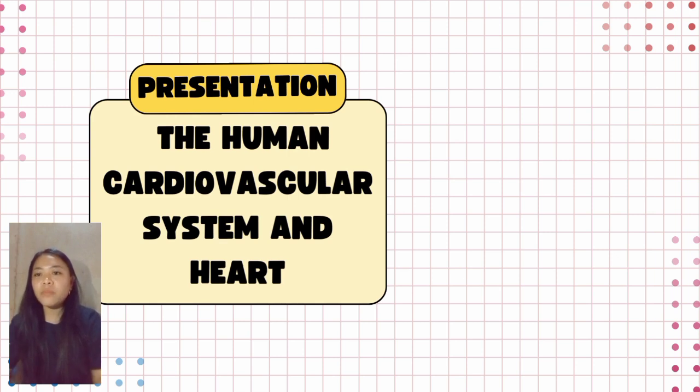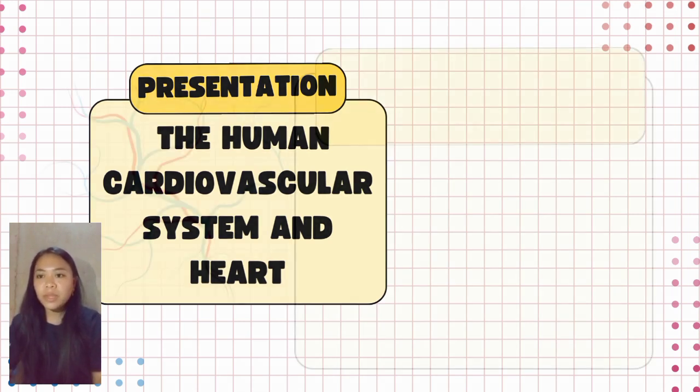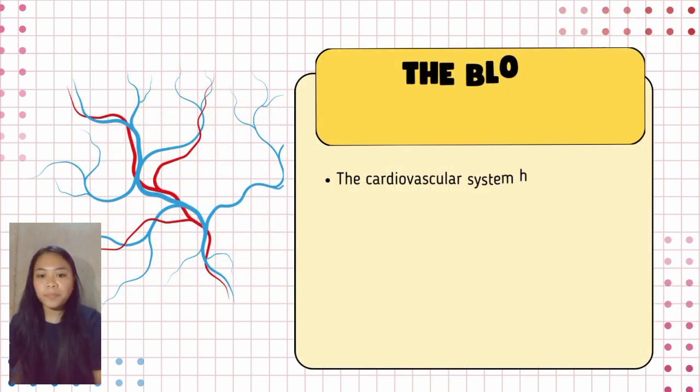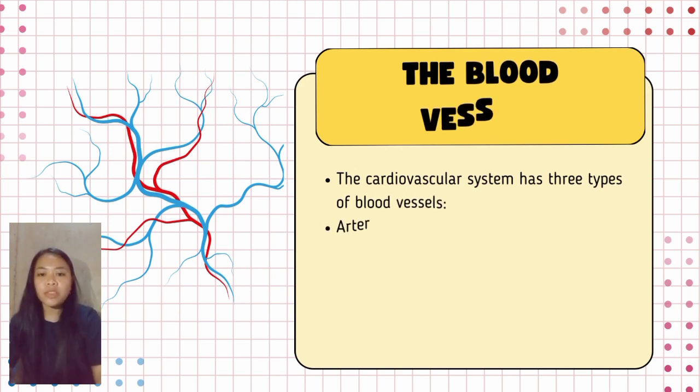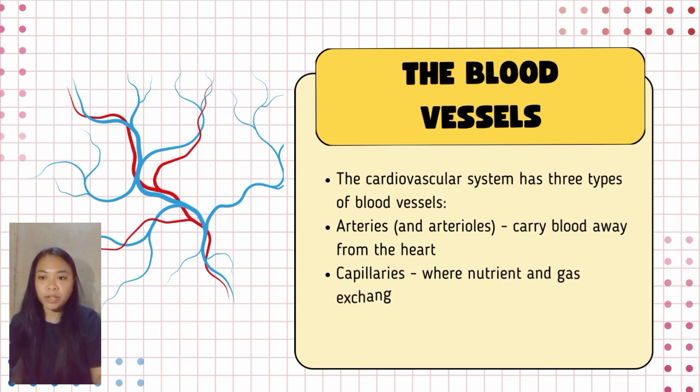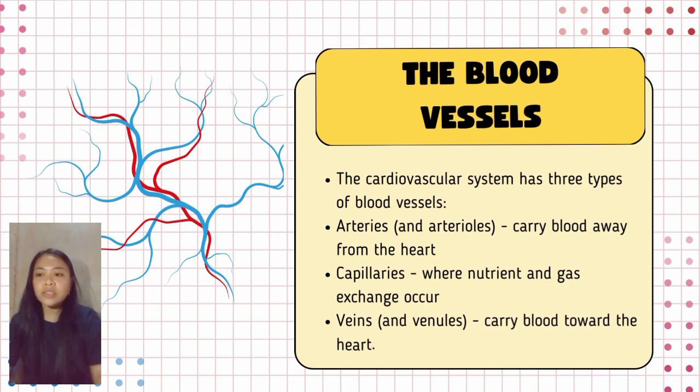Now, let's talk about blood vessels. Blood vessels are part of the cardiovascular system and have three parts: first, we have arteries, capillaries, and veins. Arteries, or arterioles, carry blood away from the heart. Capillaries are where nutrient and gas exchange occur. And veins, or venules, carry the blood towards the heart.